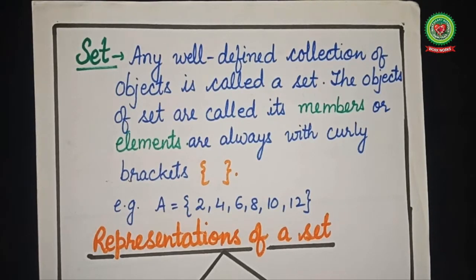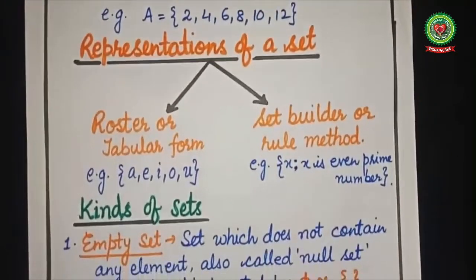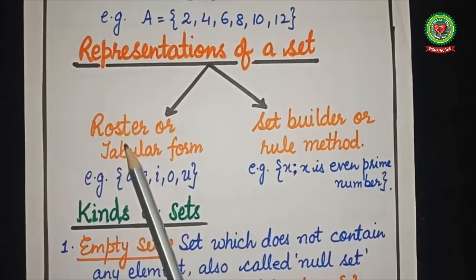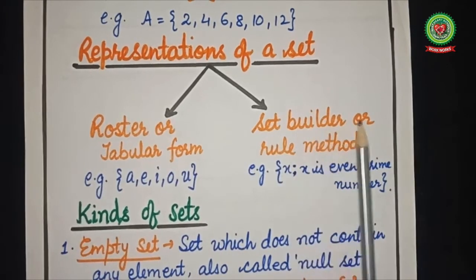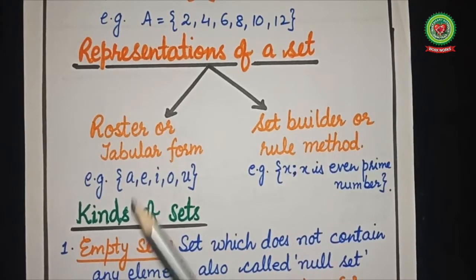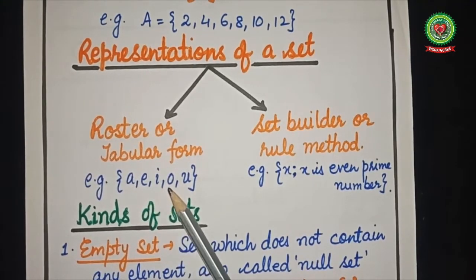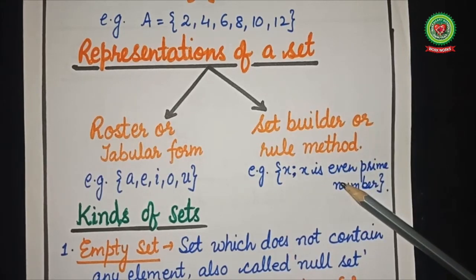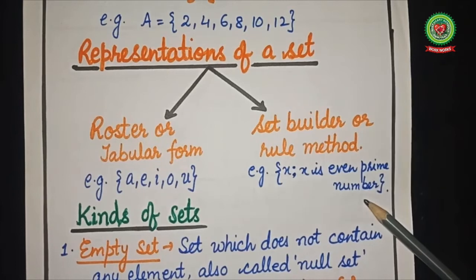Now, next is representations of a set. A set can be represented in two ways. First is the roster or tabular form. Second, set builder or rule method. An example of the roster method is, it is written in the form of, for example, A = {a, e, i, o, u}. And in set builder form, we have to write down the rule only. We will not write down the elements. So, {x such that x is an even prime number}.